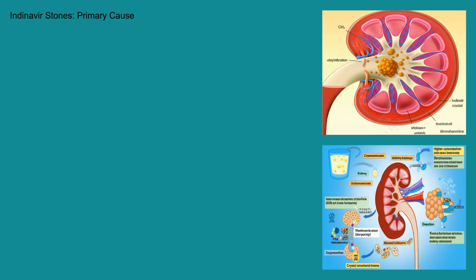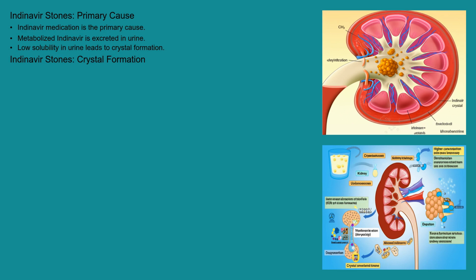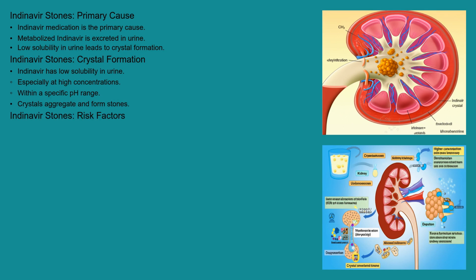The primary cause of Indinavir stones is the Indinavir medication itself. Indinavir, like many medications, is metabolized by the body. A portion of the unmetabolized Indinavir is excreted in the urine. However, Indinavir has low solubility in urine, particularly at higher concentrations and within a specific pH range. This low solubility leads to the drug precipitating out of the solution and forming crystals, which can then aggregate and grow into larger stones within the kidneys and urinary tract. The risk is exacerbated by dehydration, high doses of Indinavir, and alkaline urine pH.